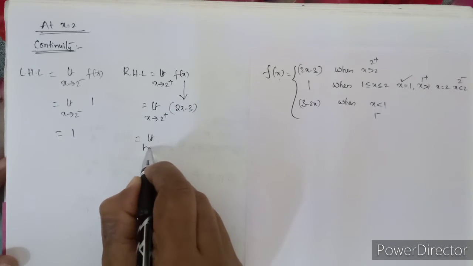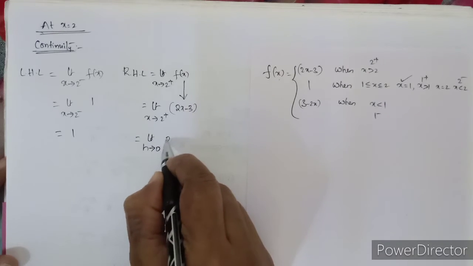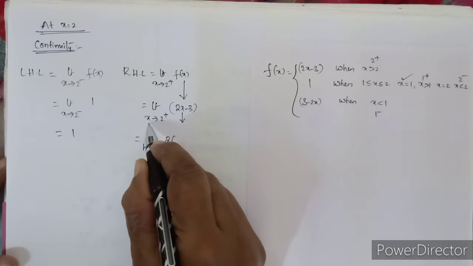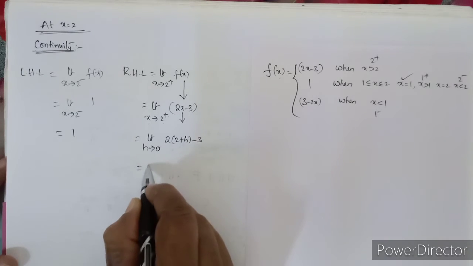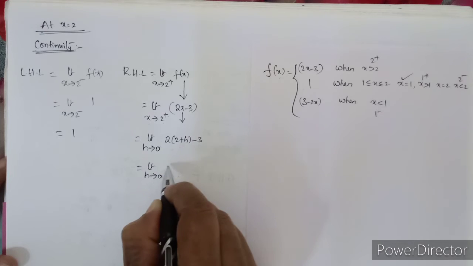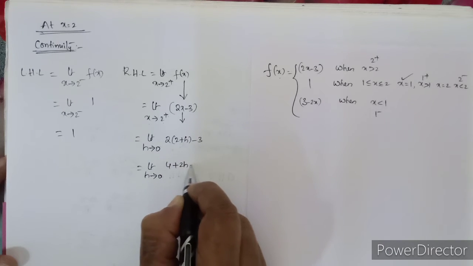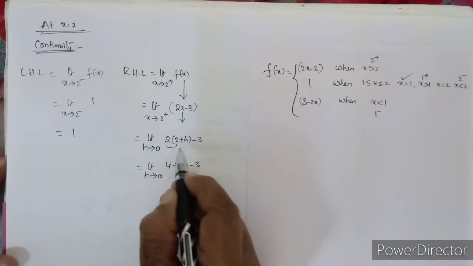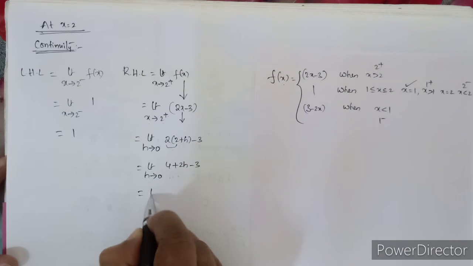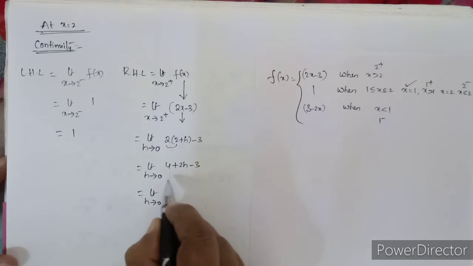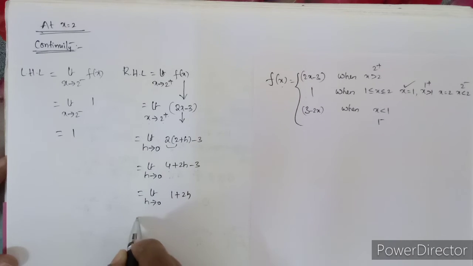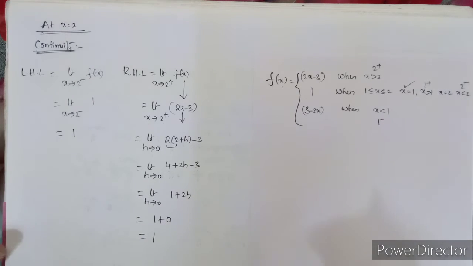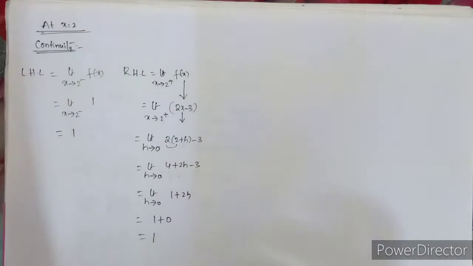Limit h tends to 0, 2 into, we replace x by 2 plus h, minus 3. Limit h tends to 0, 4 plus 2h minus 3. 2 into 2 is 4, so 4 plus 2h minus 3. Limit h tends to 0, 4 minus 3 is 1 plus 2h. Put h equal to 0, 1 plus 0 is equal to 1. So we got right-handed limit 1.